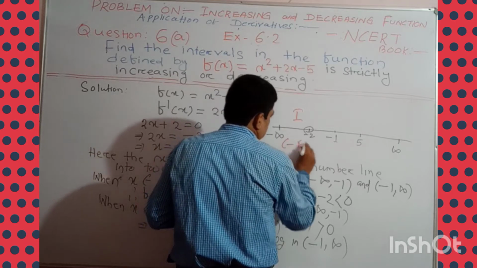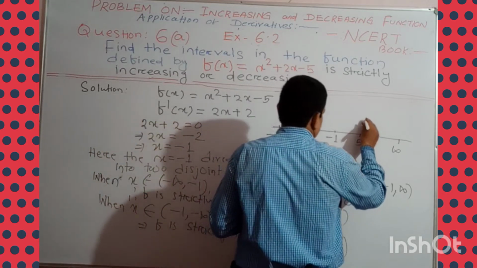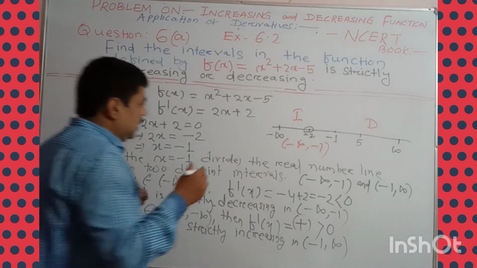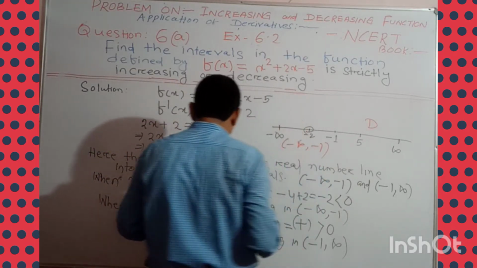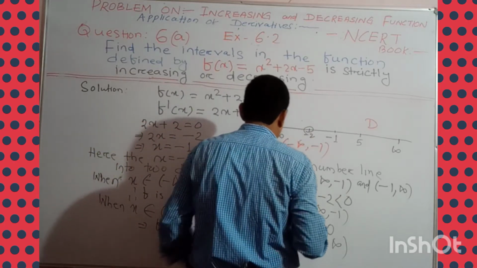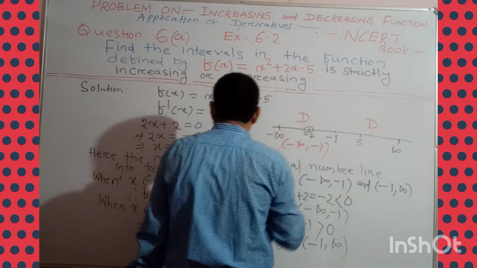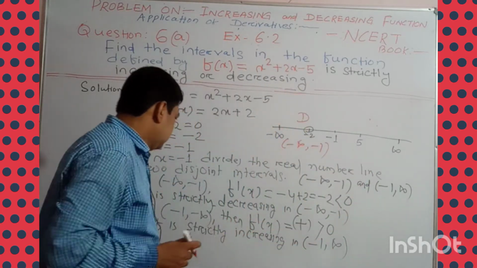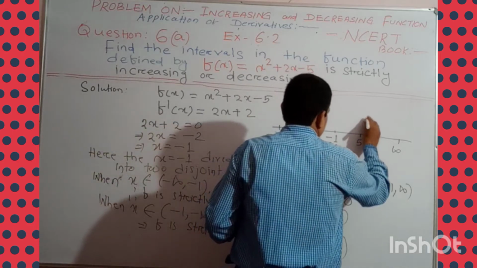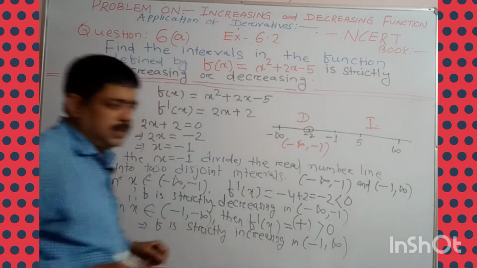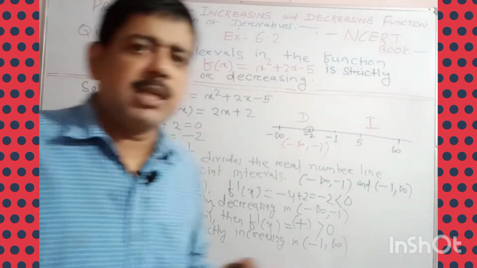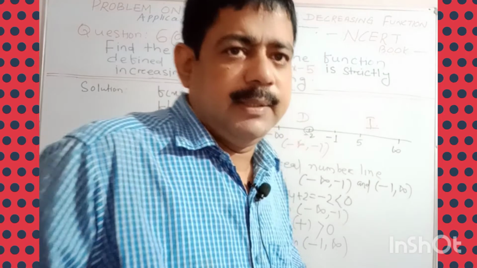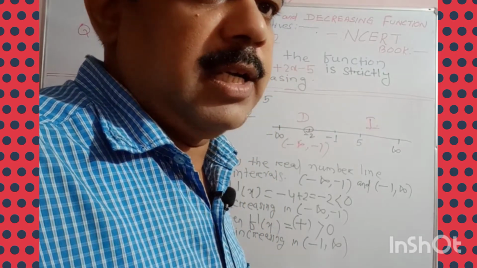Thus, the function is strictly decreasing in the interval minus infinity to -1, because f'(x) is less than 0 there, and strictly increasing in the interval -1 to infinity. This is how you can find in which intervals a function is strictly increasing and strictly decreasing. Okay, understand?